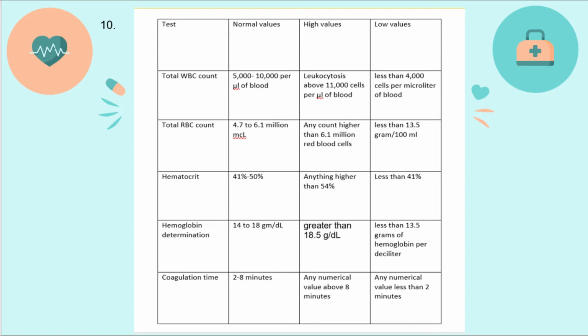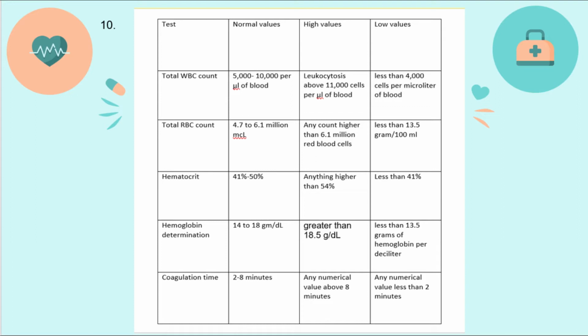First, total white blood cells count. The normal values for healthy male adults is 5,000 to 10,000 per microliter of blood. Its high value is above 11,000 cells per microliter of blood, and the low value is less than 4,000 cells per microliter of blood.